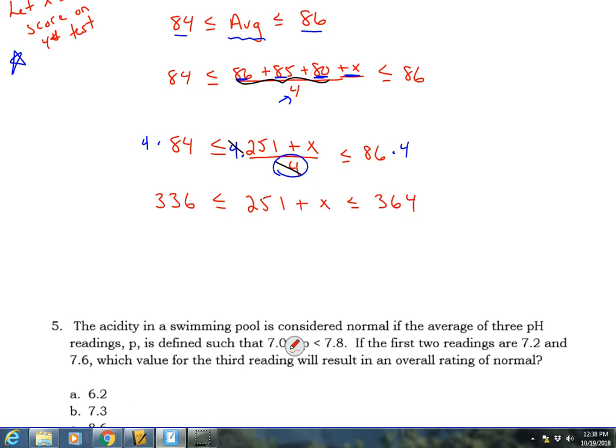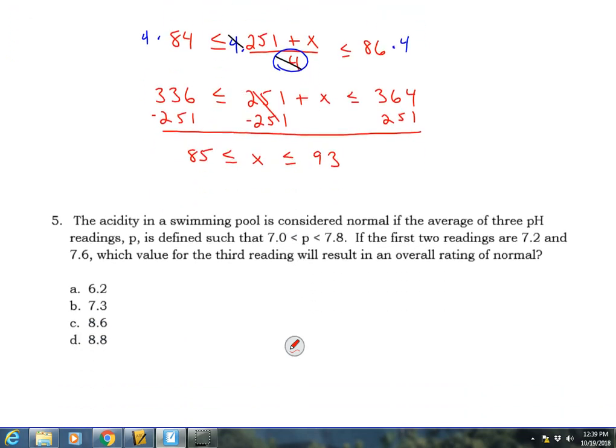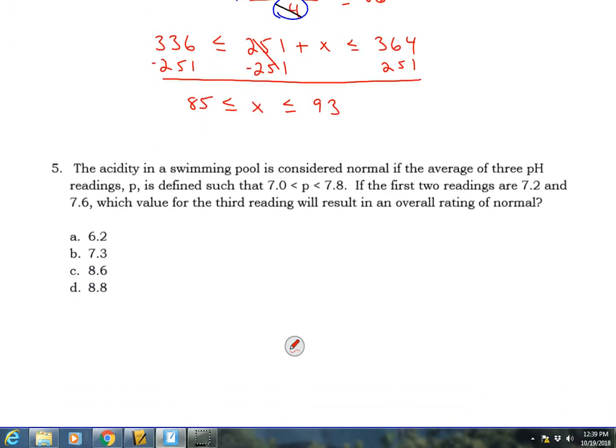Now if we look at the x, we want to get the x by itself. So because there's a positive 251 with it, I'm going to subtract 251 on all sides. And when I do that, I'm going to end up with 85 is less than or equal to x is less than or equal to 93. That means that I need to get somewhere between an 85 and a 93 on my last test in order to have a B average. Now, I'm actually going to skip number 5 for the sake of time, and I'm going to go right on to number 6.